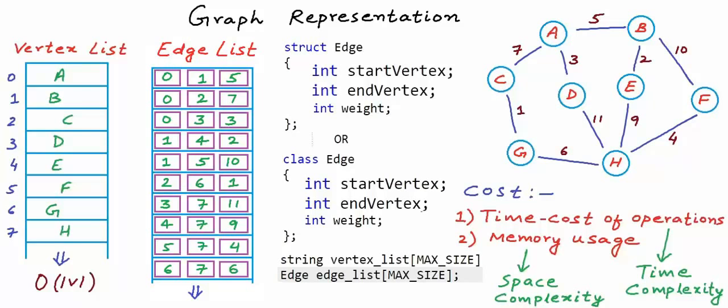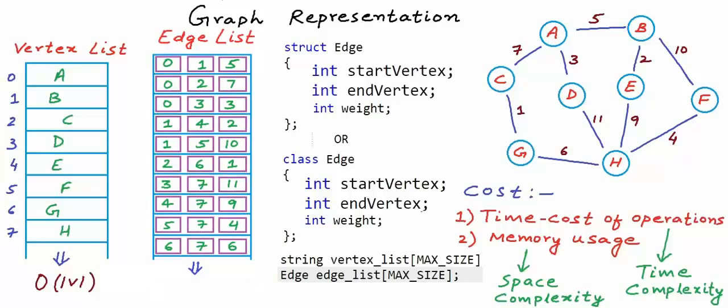And if you can see now, each row in edge list would cost us the same amount of memory. So overall space consumed in edge list would be proportional to number of edges, or in other words, space complexity here is big O of number of edges. Okay, so this is analysis of our memory usage.